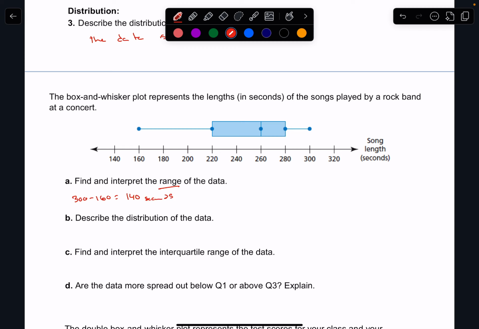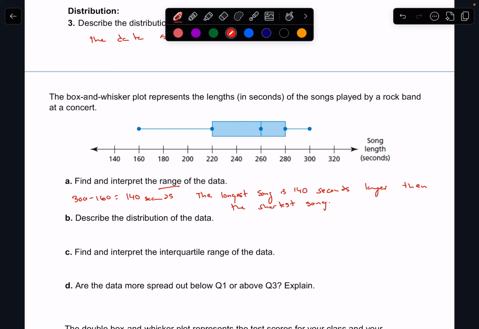So to interpret that, now I need to say that answer, 140 seconds, but I need to put it in context of what this math problem is talking about. Well, we're talking about the lengths of songs. So the longest song is 140 seconds longer than the shortest song, is one way that you could put it.